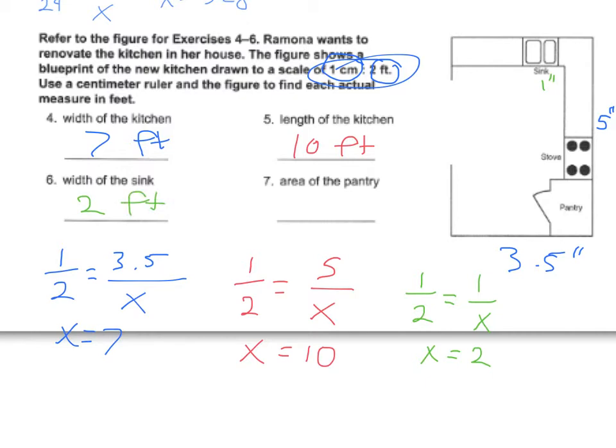Now they want me to find the area of the pantry. The area of the pantry is right here. To find area, I have to know the length and the width of the pantry. So what I'm going to do is measure it with a ruler, and to do that I get 1.5 length, and the width is actually 1 inch. So I have to convert these to feet, so then I can multiply them in feet and find the area of the pantry. I'm going to slide this over a little bit.